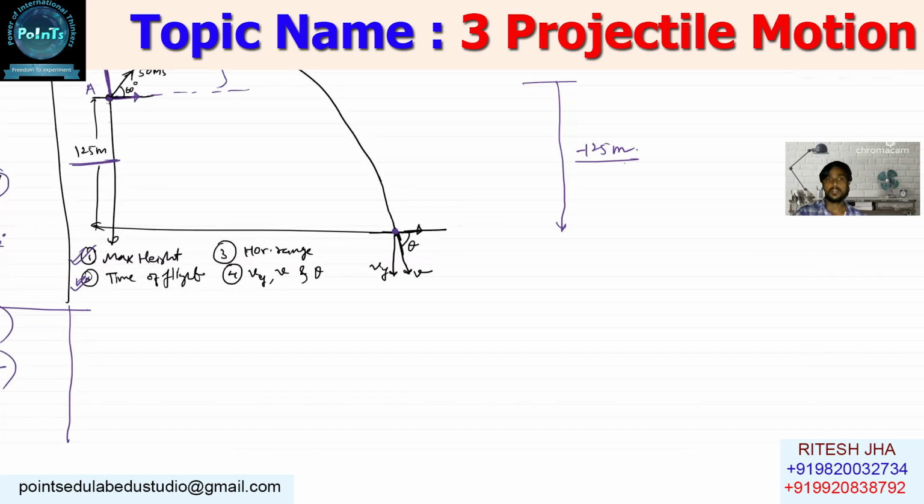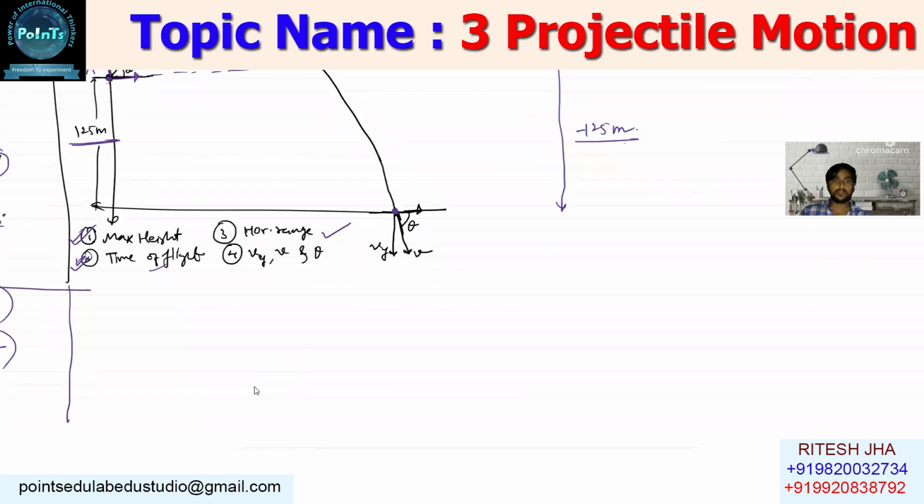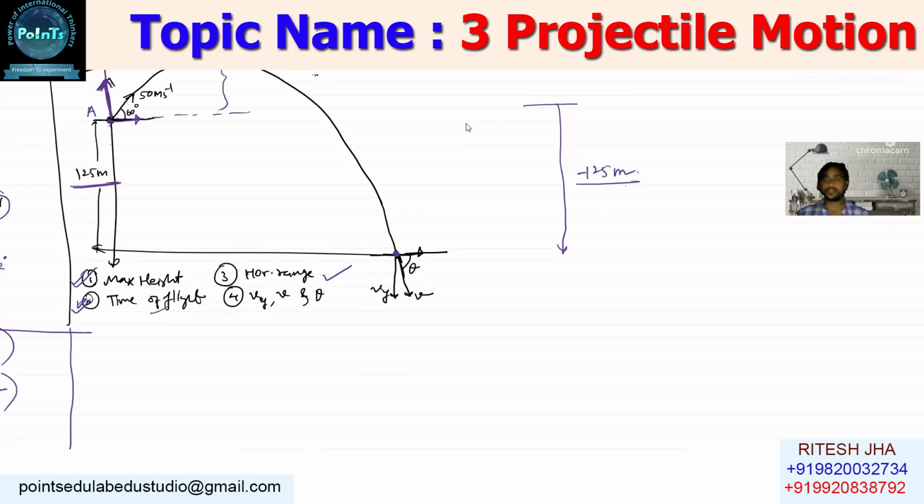For the horizontal range, once you determine the time of flight and you know the horizontal speed, you'll be able to calculate the horizontal range as well. Then the method that we used just now in the half projectile question, for calculating Vy, V, and theta, you can use the same method to determine Vy, V, and theta over here also. That is the fourth question. So you can do this, right? Do you have any doubt or question over here? No, not now, no.